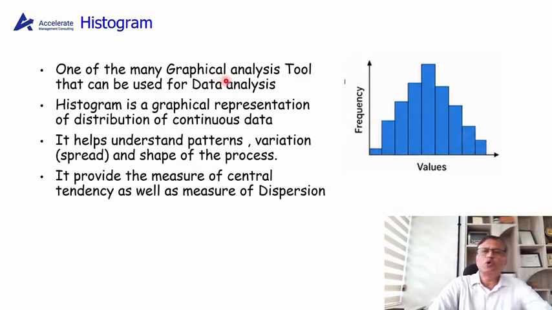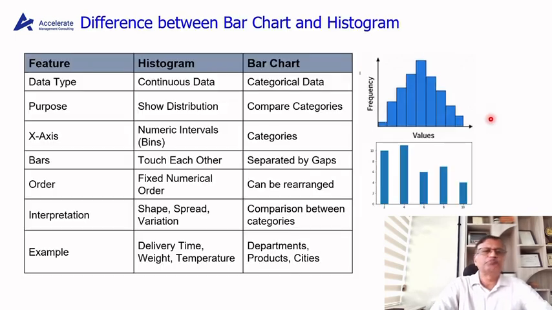Histogram is also one of the 7 QC tools which is used for data analysis. It provides a graphical representation of the distribution of your data, and the histogram is used for a continuous set of data. It helps us understand the pattern, variation, and shape of our process, how my process is performing over a period of time. Histogram provides central tendency as well as a measure of dispersion.